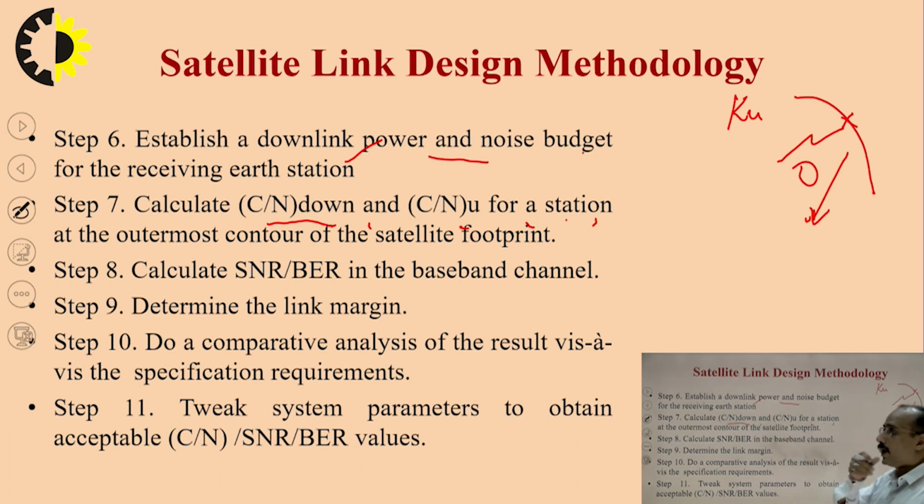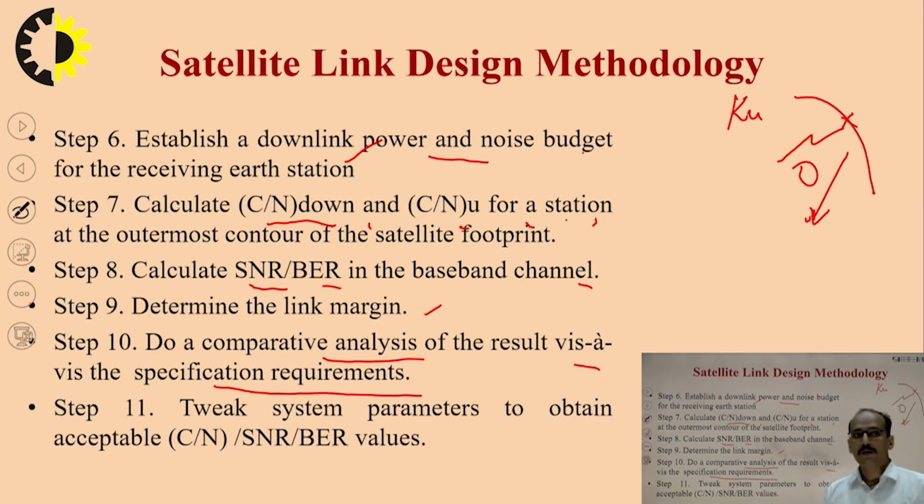Now after calculating all these points, you have to calculate signal to noise ratio or bit error rate in the baseband channel. Then determine the link margin. After that, you have to do a comparative analysis of the result against the specification required, because due to this comparative analysis, you will get your specification. Now tweak system parameters to obtain acceptable C by N, SNR, and bit error rate values, because for a specific satellite communication system, bit error rate, SNR, and C by N all have to be specified.